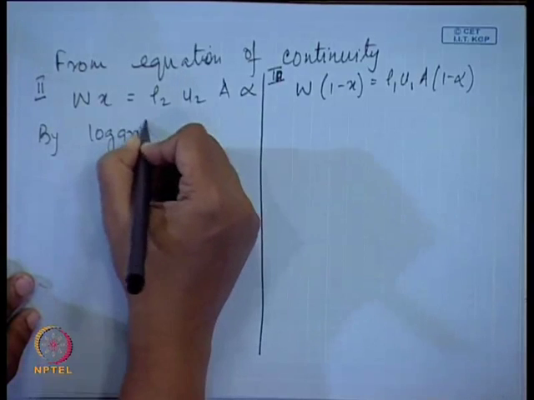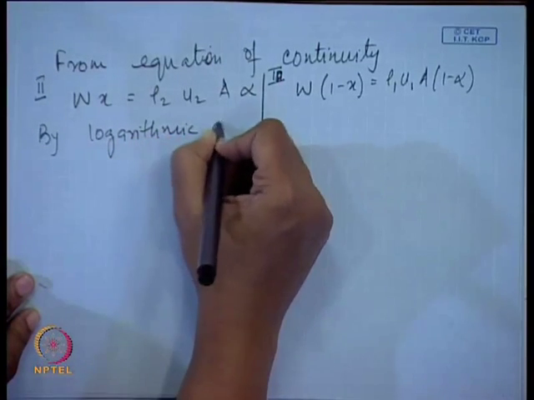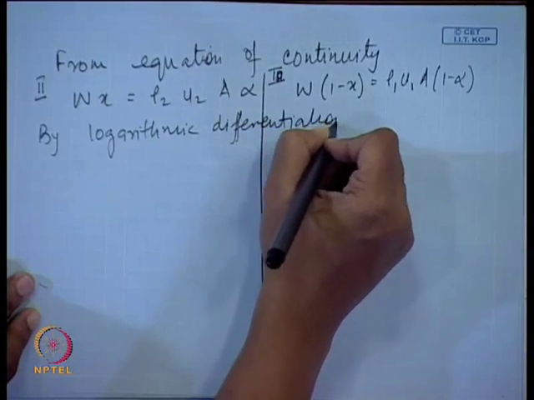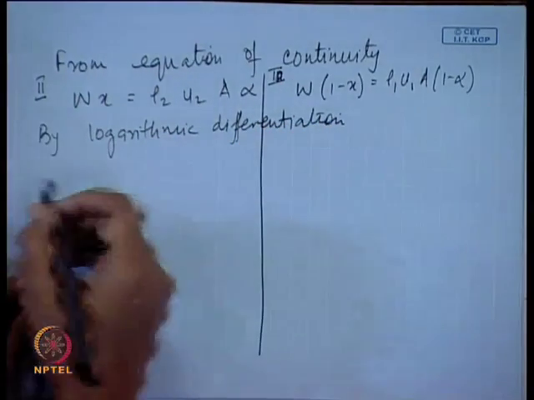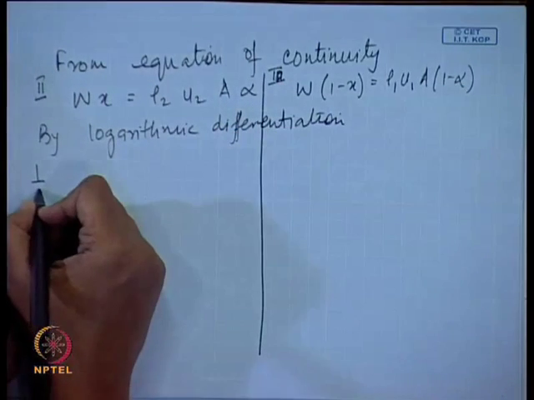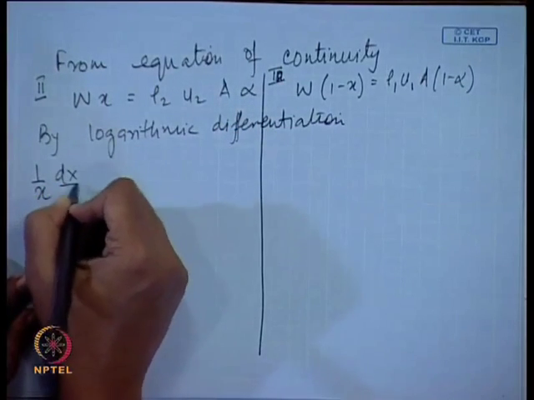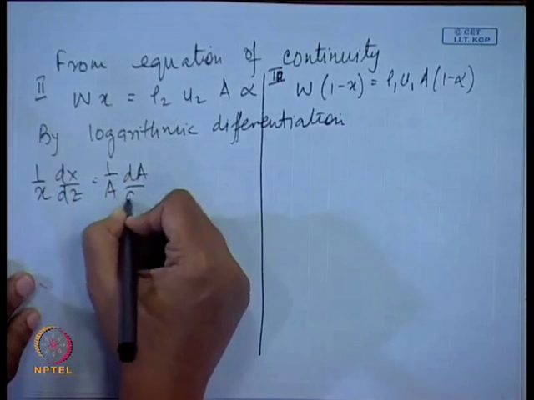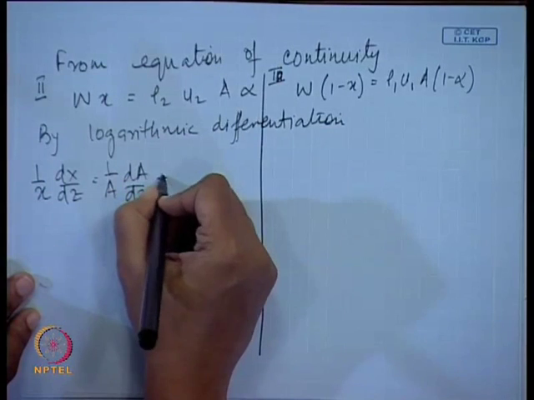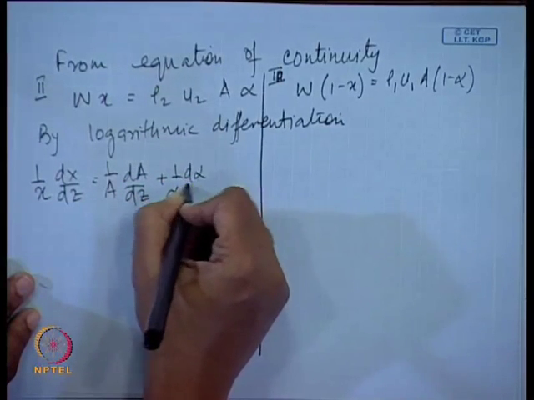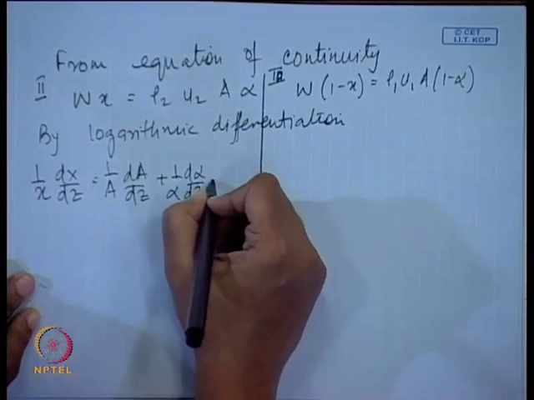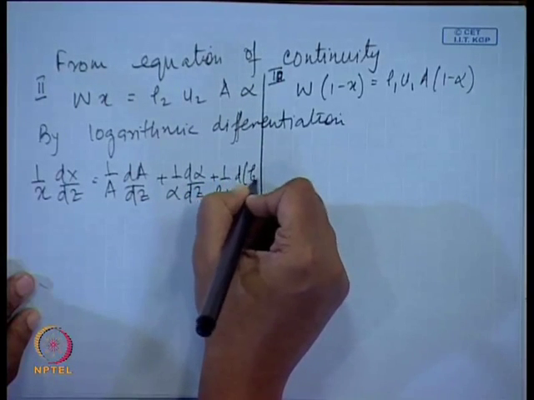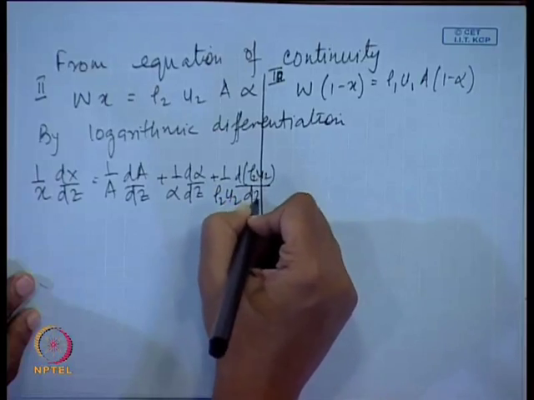Now, by logarithmic differentiation, which we have been doing quite a number of times, and you have also done it, I believe, in your other subjects as well. So, by logarithmic differentiation, what do we get? For this particular case, we get 1 by x dx dz, 1 by A dA dz. Why I am doing this? After I write down the expression, it will be clear to you. Plus 1 by rho 2 u 2 d of rho 2 u 2 dz.